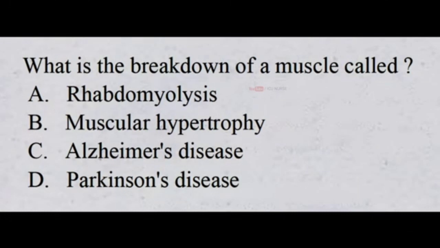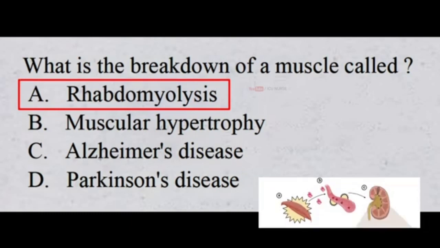What is the breakdown of a muscle called? A. Rhabdomyolysis. B. Muscular hypertrophy. C. Alzheimer's disease. D. Parkinson's disease. And the correct answer is A. Rhabdomyolysis. Rhabdomyolysis is a condition in which damaged skeletal muscle breaks down rapidly. Rhabdomyolysis is potentially life-threatening. It results from breakdown of skeletal muscle fibers with leakage of muscle contents into the circulation.